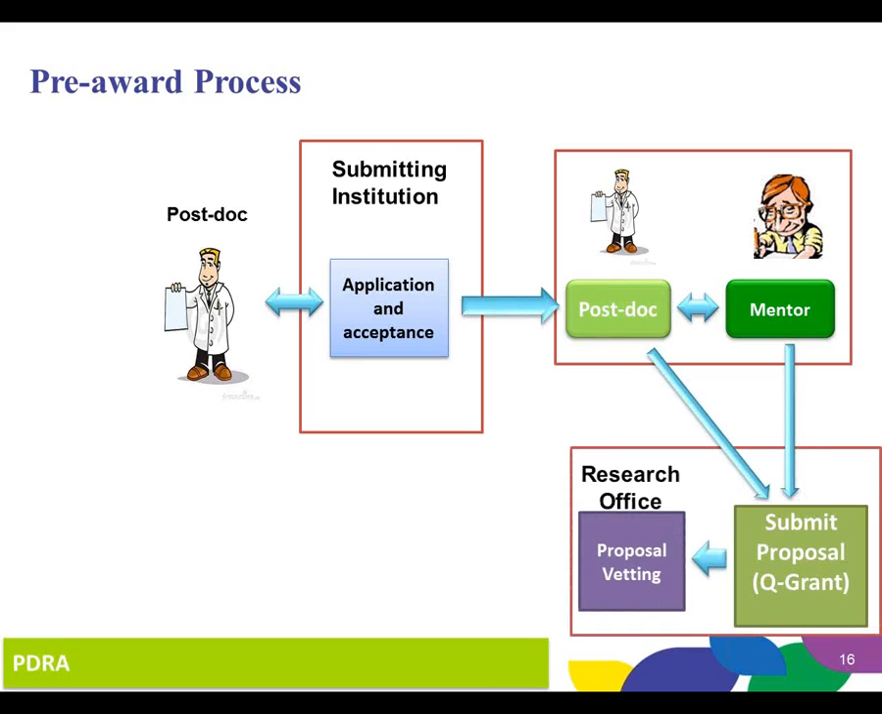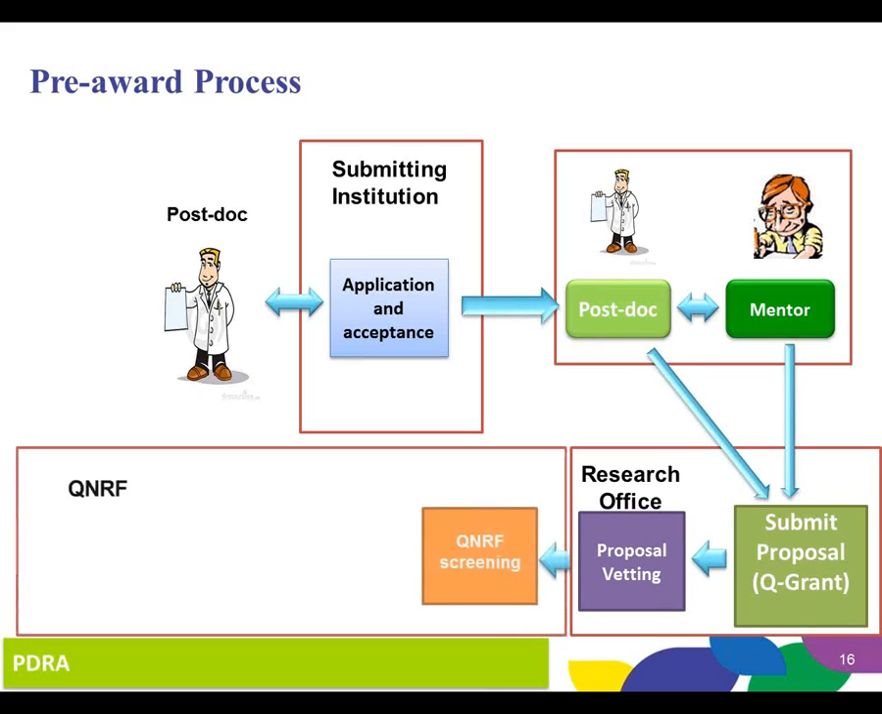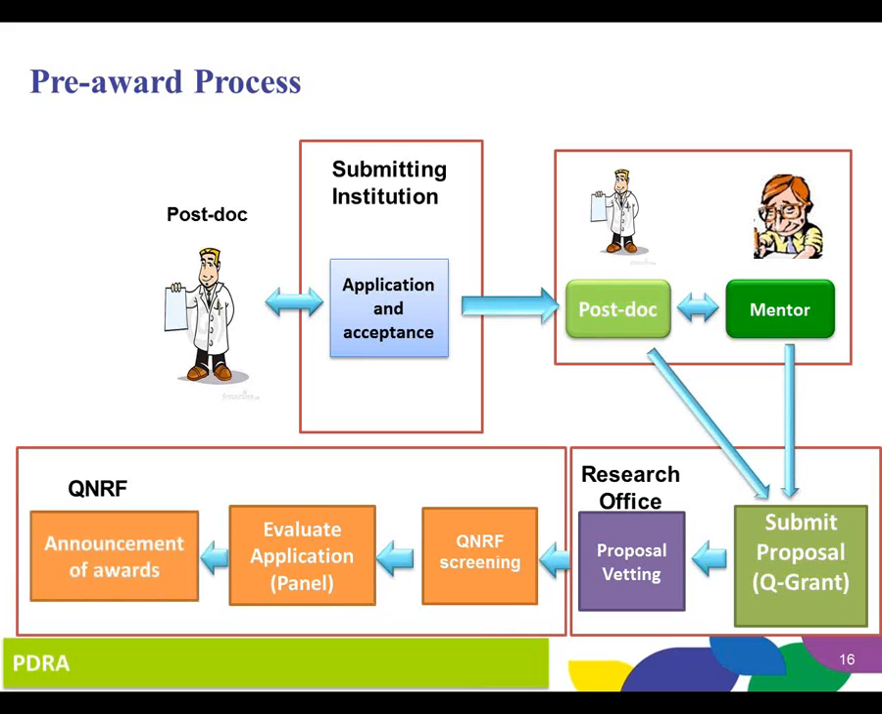Once the mentor submits the proposal, the research office can view the proposal and check all the details and enter the funding information, and then vet the proposal. Upon vetting, it then comes to QNRF, we will start with an internal screening process, and all the proposals which pass screening will be sent to the next stage for evaluation of the application. Once again, it's a panel review, and based on the panel recommendations, we will have the final awards announced by QNRF.